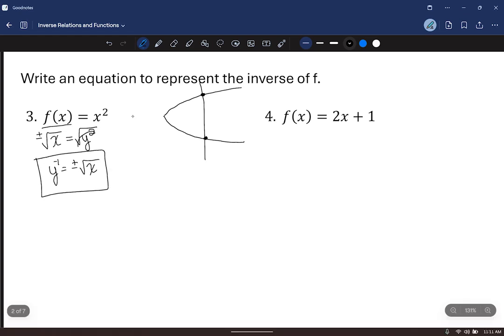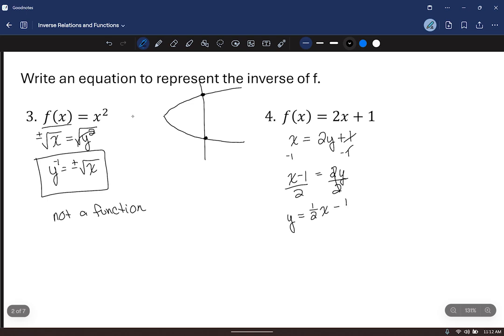So take a look at number 4, and let's write that, not a function. All right, number 4, we're going to flip-flop the x and the y. So x is equal to 2y plus 1, and we're going to solve for y. So I subtract 1. That gives me x minus 1 equals 2y. I divide by 2. And make sure you divide both of those by 2. So x divided by 2, that would be 1/2 x minus 1 divided by 2.